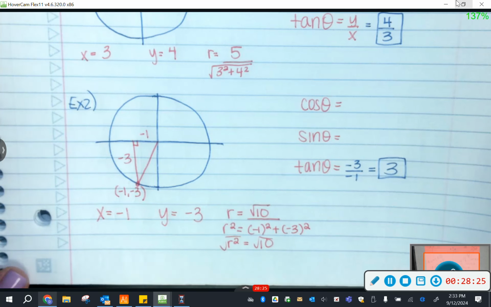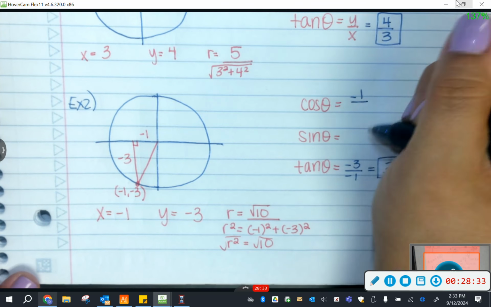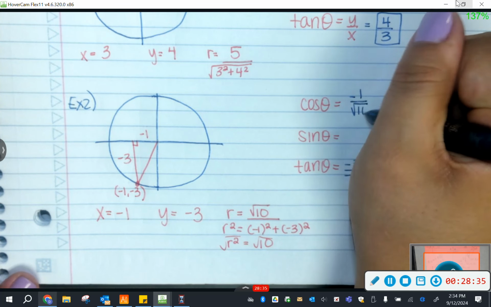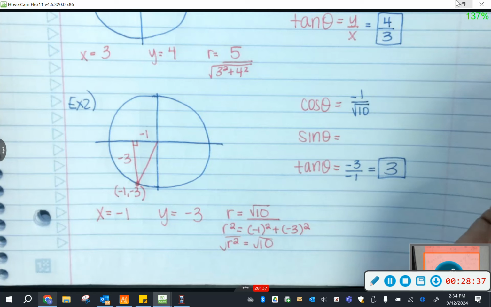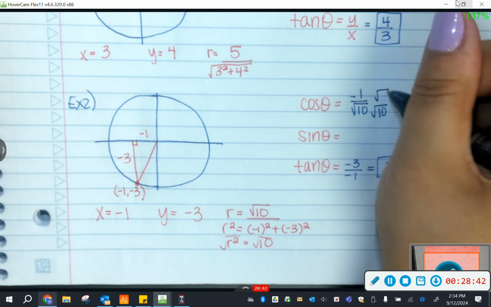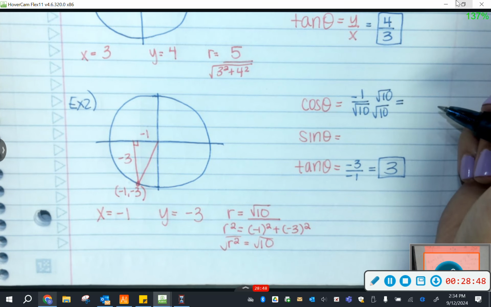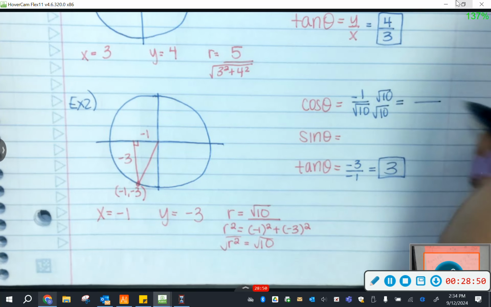What about cosine? Cosine is what? X over R. What's X? -1 over square root of 10. Can I leave it like that? No, you have to rationalize. Every year I have kids leave it like that on the test. Don't be one of those people. Don't leave me any square roots in the bottom.